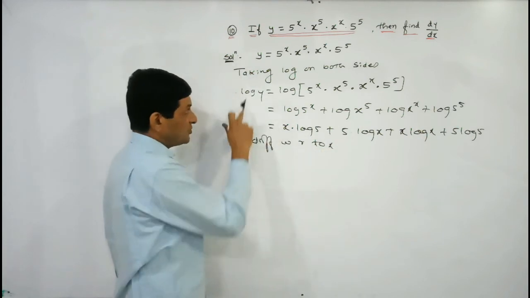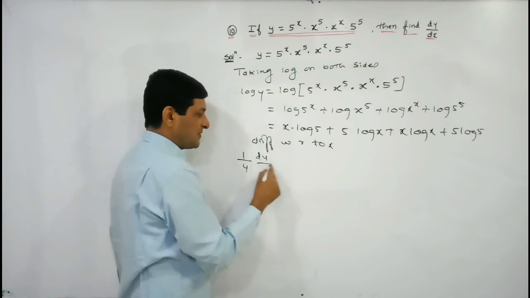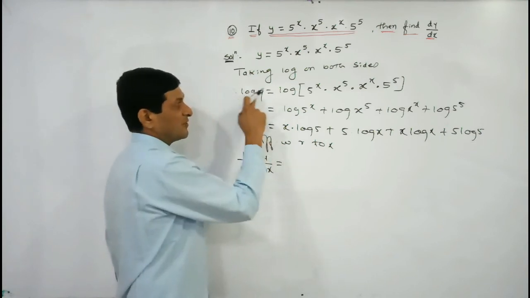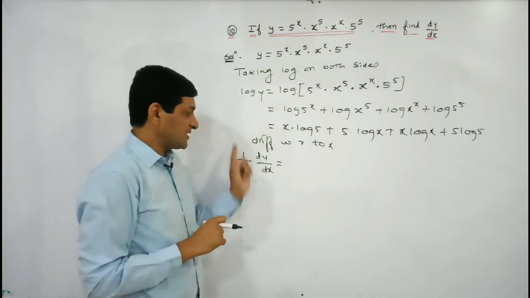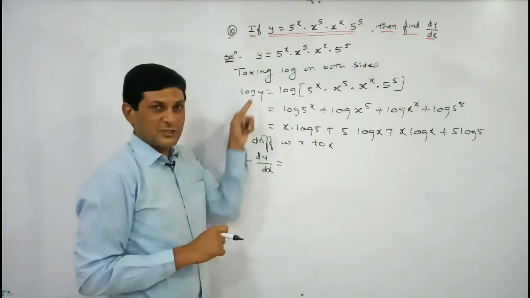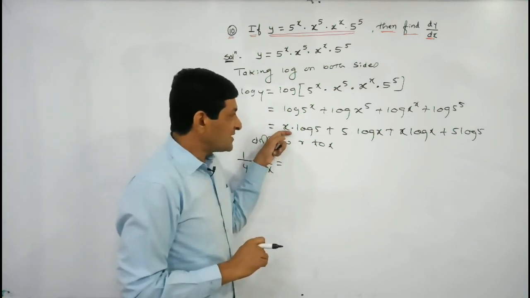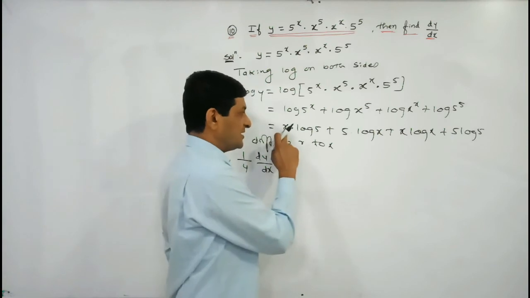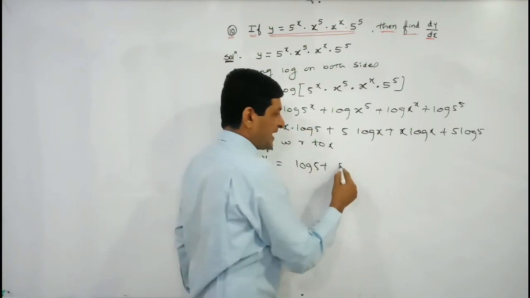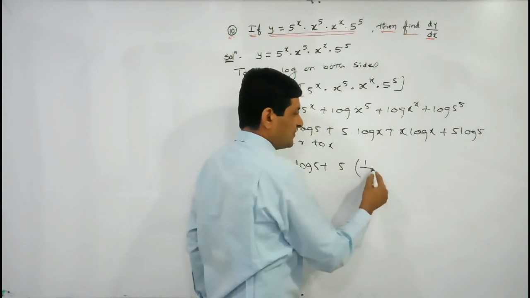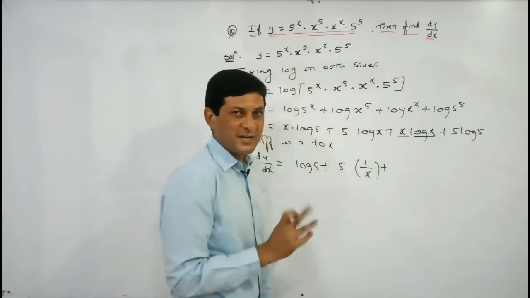On this side the derivative of log y is 1 upon y into the derivative of y, meaning dy by dx. It is in the form of log f of x. What is the derivative of log f of x? 1 upon f of x, which is y, into the derivative of f of x, meaning the derivative of y is dy by dx. On this side the derivative of x is 1 and log 5 is a constant term. So 1 into log 5 will be equal to log 5 plus 5, keep it as it is. What is the derivative of log x? It will be 1 by x plus, here to find the differentiation we have to apply the product rule.